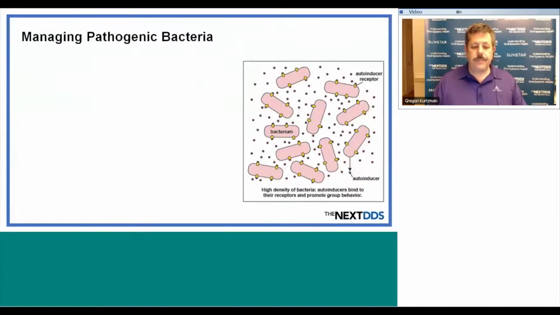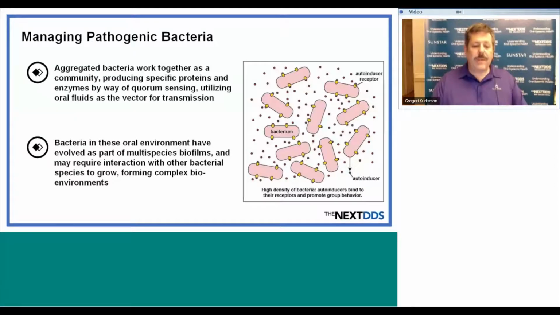Aggregated bacteria work together as a community, producing specific proteins and enzymes by way of quorum sensing, and utilizing oral fluids as the vector for transmission. Bacteria in these oral environments have evolved as part of a multi-species biofilm and may require interaction with other bacterial species to grow, forming complex bioenvironments.